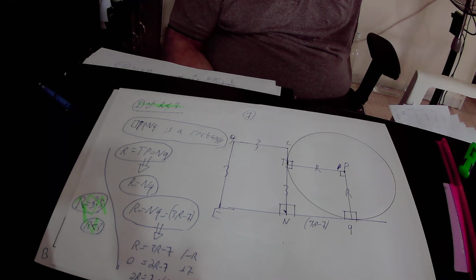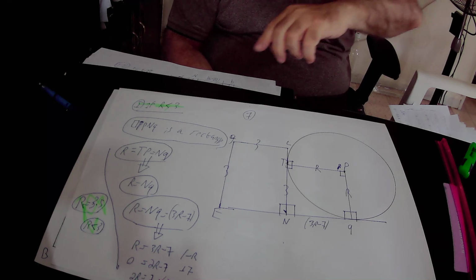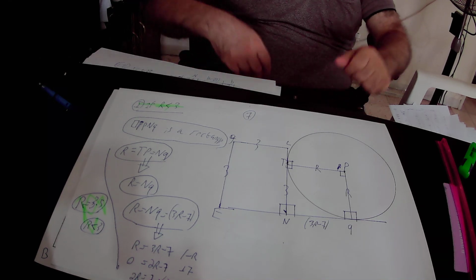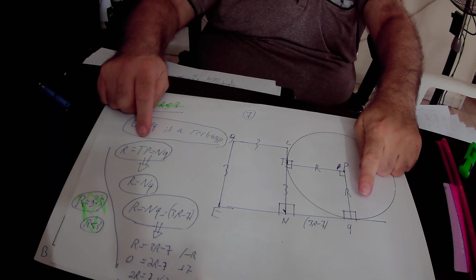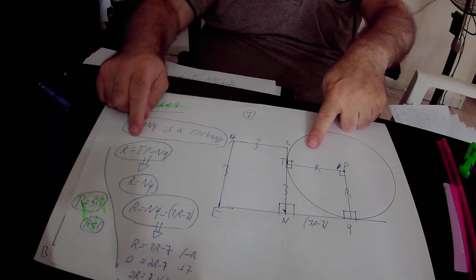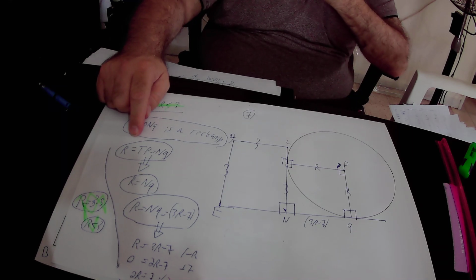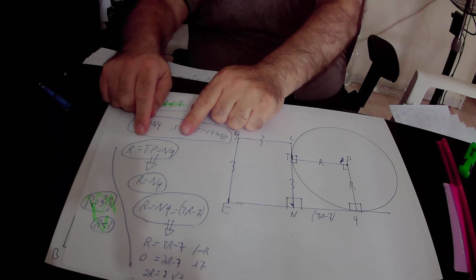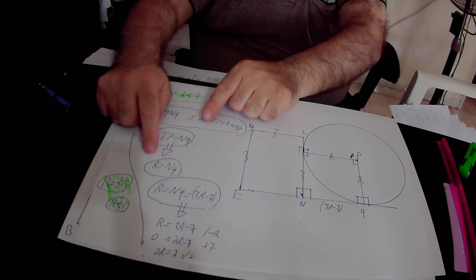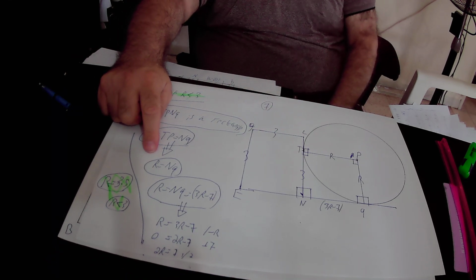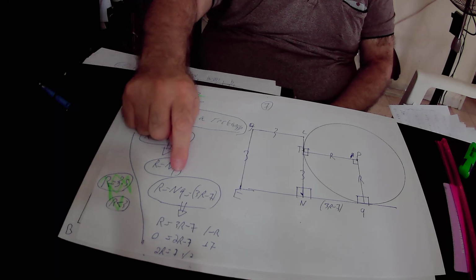Therefore, quadrangle PTQN is a rectangle, and we know that the opposite sides of a rectangle are equal to each other. That is to say, TP equals to NQ. But TP equals to R. This is the radius of the circle. And from this equation, R equals to TP equals to NQ, we derive that R equals to NQ. So from one side, R equals to NQ.